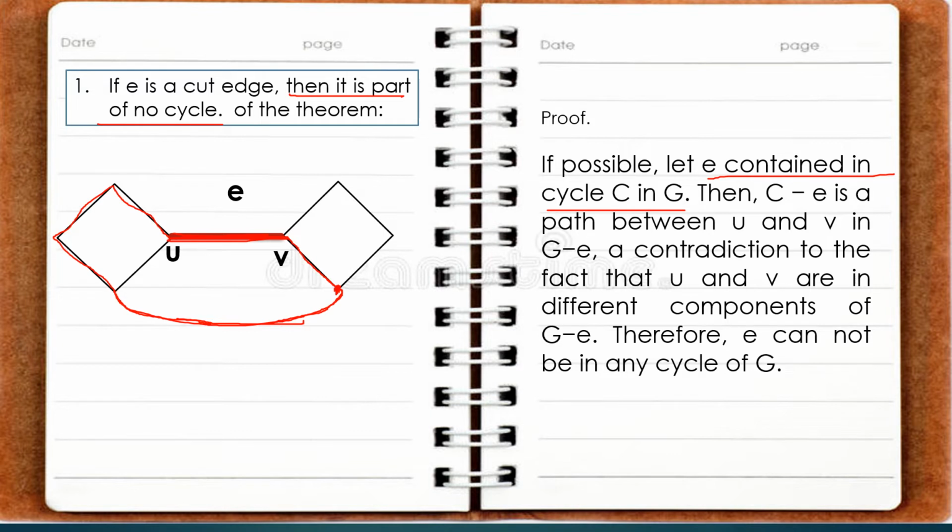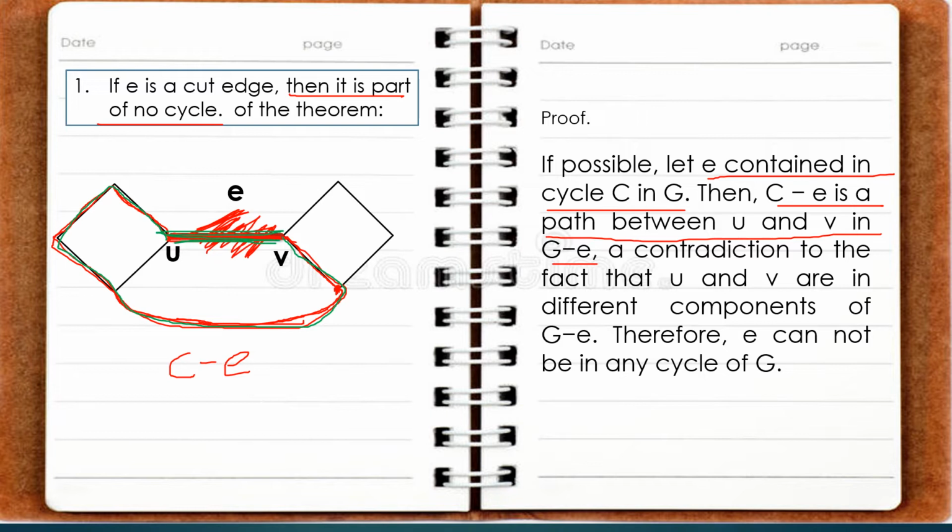Now, then C minus E is a path between U and V in G minus E. It means that if E is truly a part of a cycle, removing E from the cycle, so that is C minus E, there will still be an existing path that will connect U and V. So this is the existing path that will connect U and V, if the edge E is truly a part of the cycle.